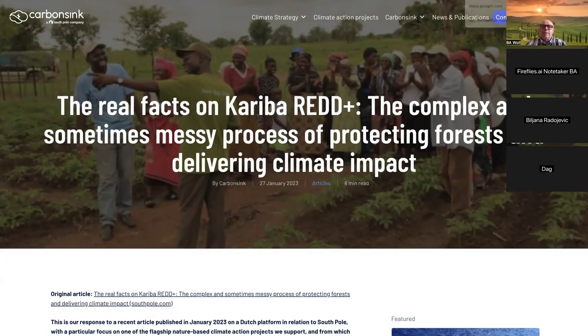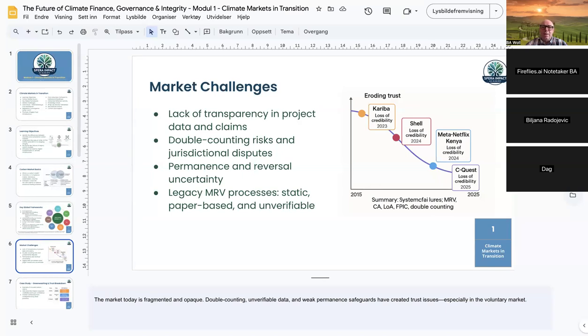We have several projects in the same sort of space. We have Shell, which has some phantom credits. We have a Meta Netflix project in Kenya, and the latest is Sequest with some cook stoves. And this is system failures. There are lack of MRVs, there are lack of letters of approval, there's lack of approval from the local communities and double counting. So this is just a few of the challenges.